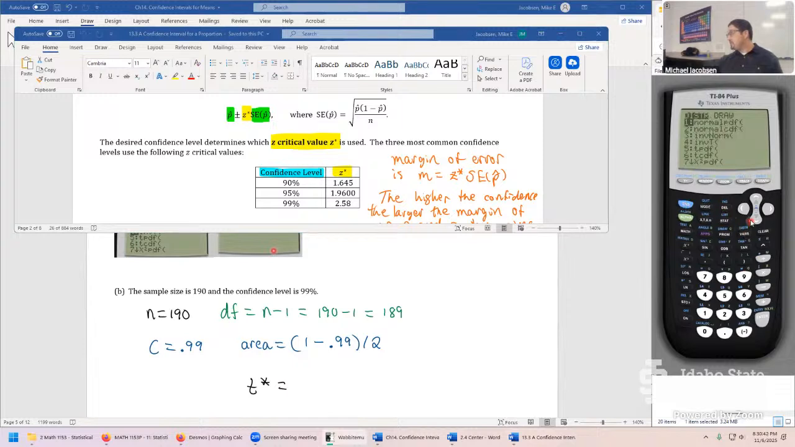Hit second vars, go down to inverse t, hit enter, flip this to 0.99, and the easiest mistake to make is to forget to update degrees of freedom. At every different study, every different sample size, it's a new degrees of freedom. Then this is kind of getting into the limit of what the calculator can compute easily. Takes a moment, hit enter, let it compute. And this is our new value.